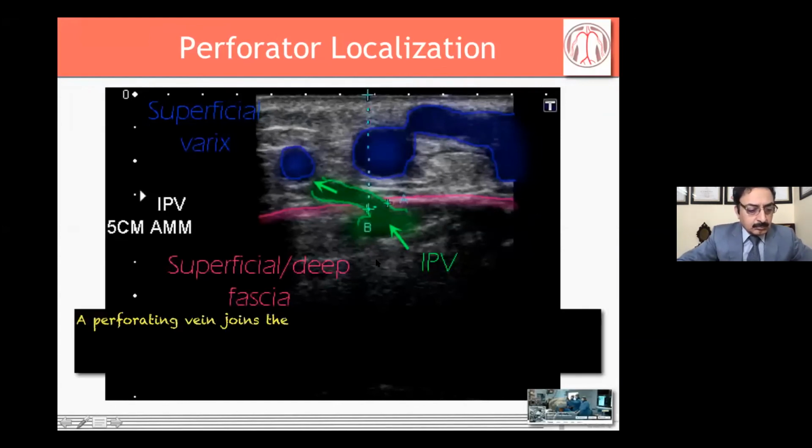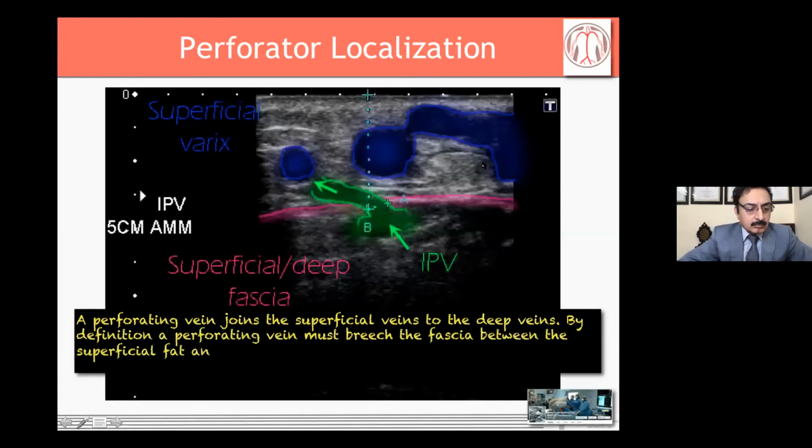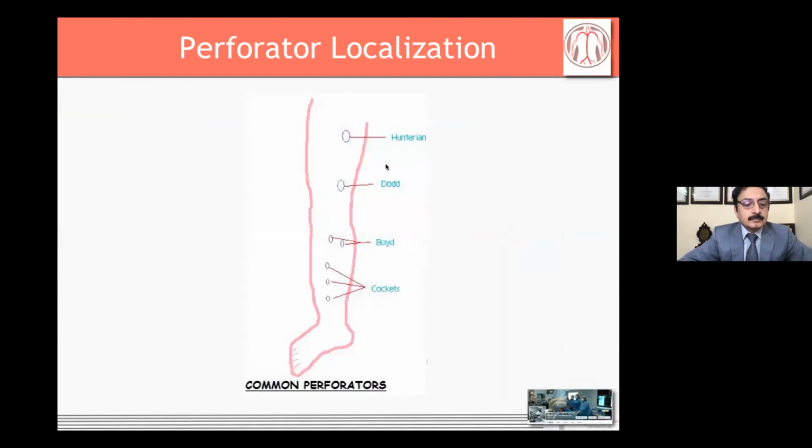So a perforating vein joins the superficial veins to the deep veins. By definition, a perforating vein must be reaching the fascia between the superficial fat and the muscle. That's why it's very easy to demonstrate if the patient is standing. And these are the usual ones which we look for: Cockett's, Boyd's, below the knee, Dodd's, and Hunterian. You should be aware of this.